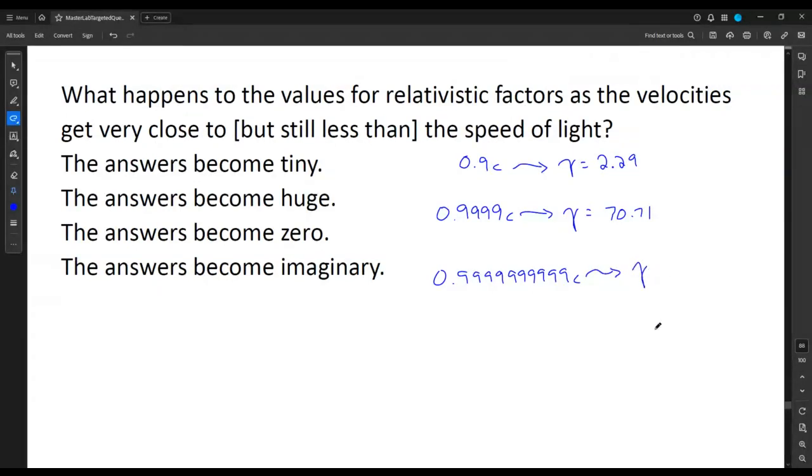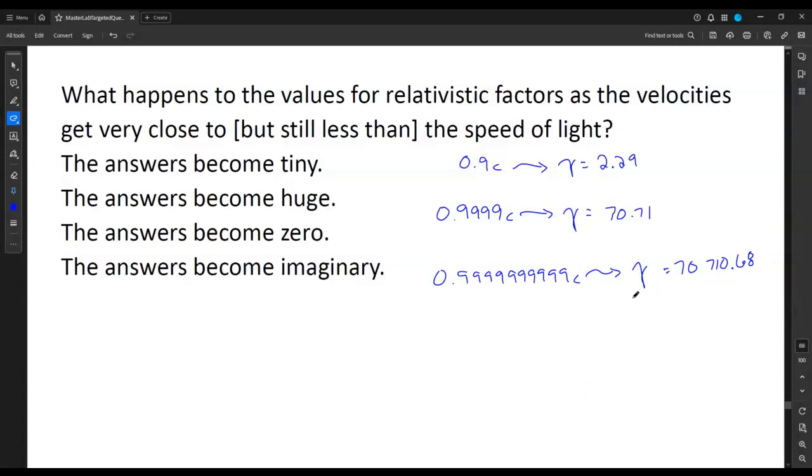Then now gamma, let's see, 1, 2, 3, 4, 5, 6, 7, 8, 9, 10. That's this one. 70,000, 710.68.